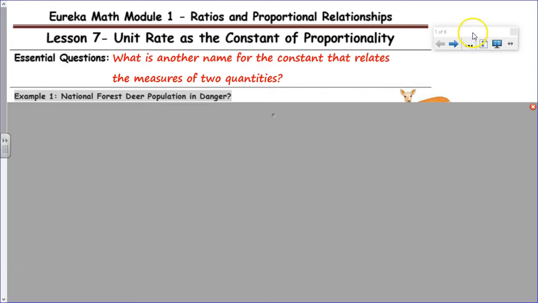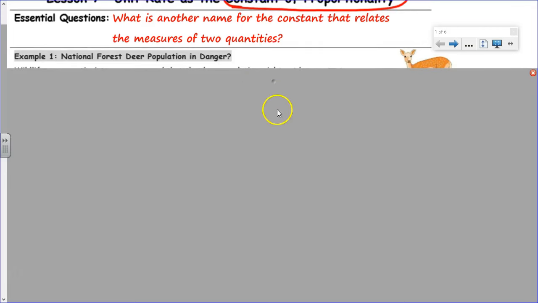Hello everyone, this is Lesson 7, Unit Rate as the Constant of Proportionality. So your essential question is, what is another name for the constant that relates the measures of two quantities? What we're learning today is another name, and if you've read the lesson title, you can already guess that it's going to be called the Constant of Proportionality. So there's a little hint to you for when you do your summary on your own.